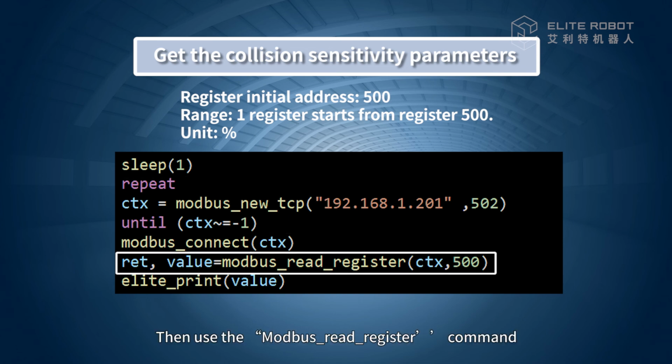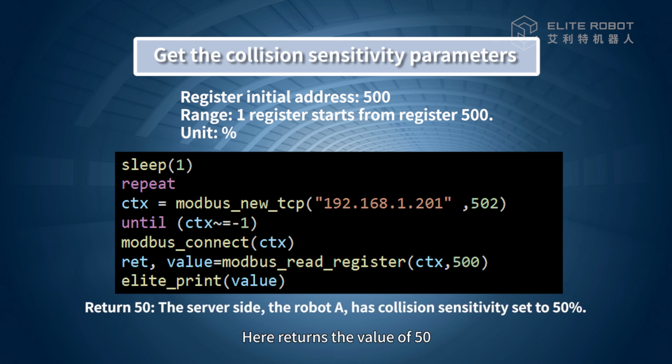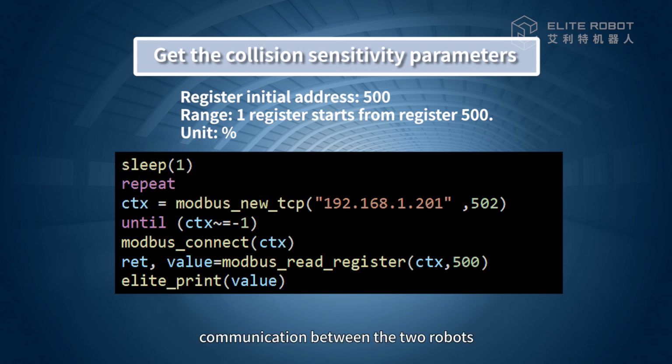Then use the Modbus Read Register command, input the address as 500, and return the result to the value. Here it returns the value of 50, which means that the collision sensitivity of Robot A as the server is 50%. In this way, communication between the two robots through the Modbus protocol is constructed. The user can also access many other register addresses for status acquisition or function setting purposes.